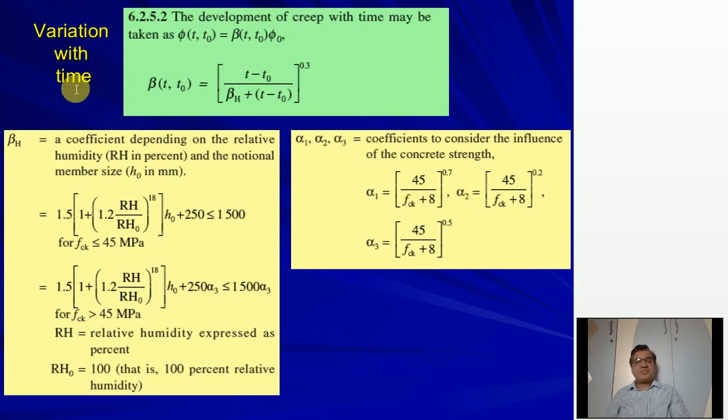Well, now in this slide, variation with time. That means if you want to calculate the loss due to creep at the end of 28 days or 60 days or 180 days, for that we have to use these equations. Now here the creep coefficient is given by beta t comma t0, that is the function of time, into phi 0. This phi 0 we already saw in the earlier slide, how to get that phi 0. Now here beta t comma t0 is given by this equation. In this equation, one additional term is introduced, which is beta h.